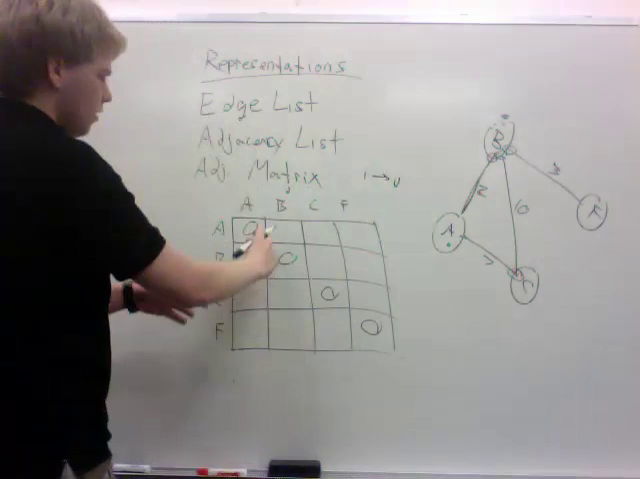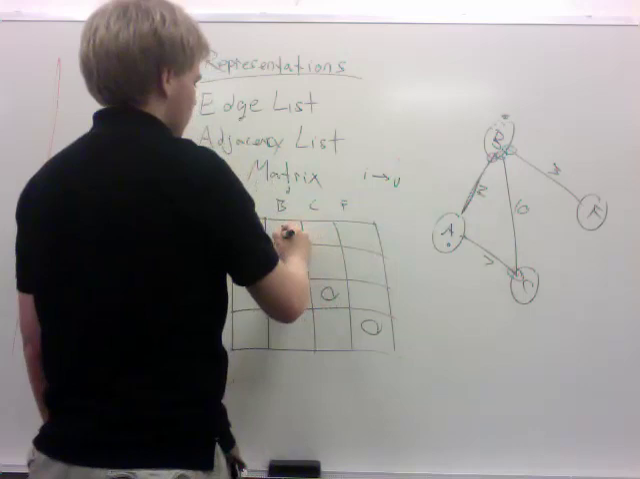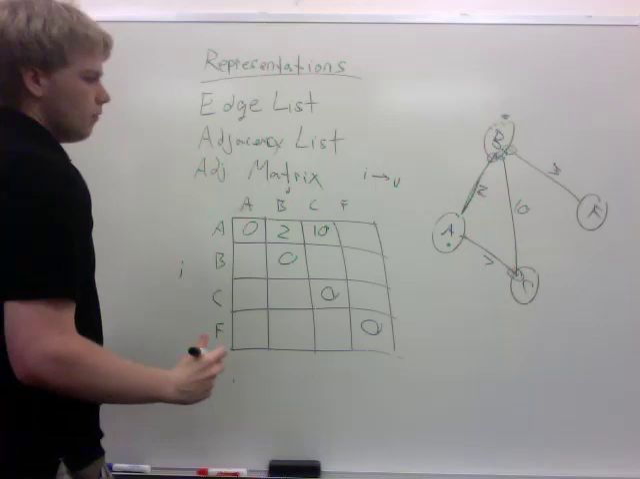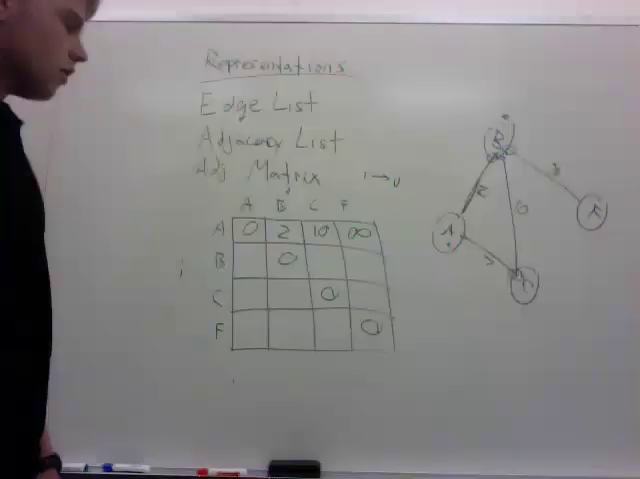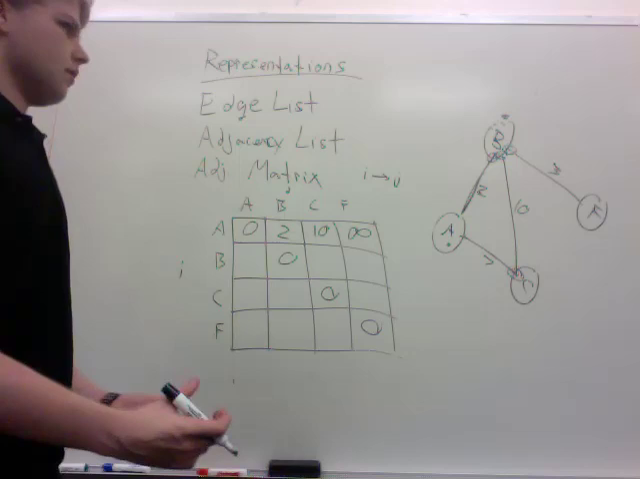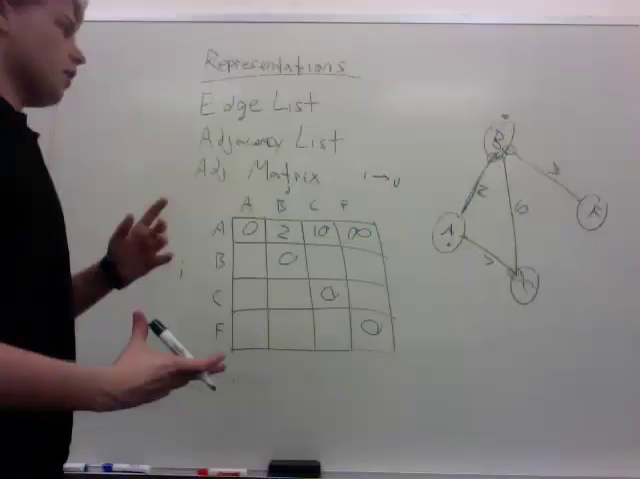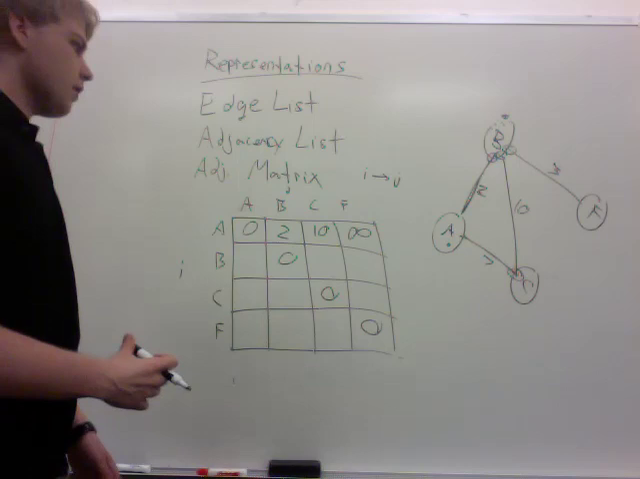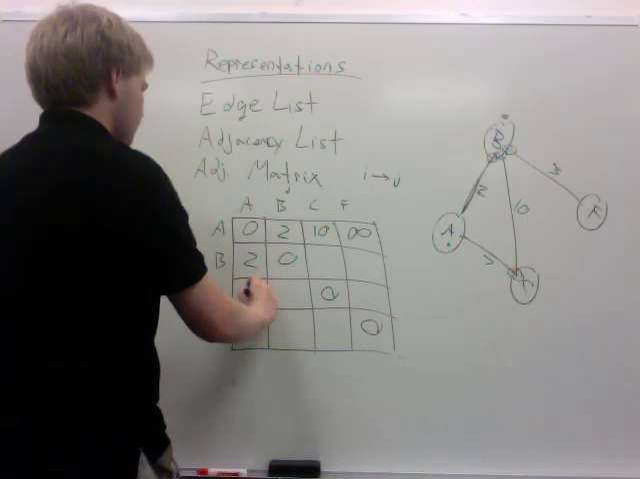So from A to B, there's an edge with weight 2. From A to C, there's an edge with weight 10. And from A to F, there is no edge, so we're going to have infinity. All right, and so in Java, there isn't an infinity value unless you're using doubles. So you just do like Integer.MAX_VALUE or something, some really large number. Okay, and then for an undirected graph, this is going to be a symmetric matrix.